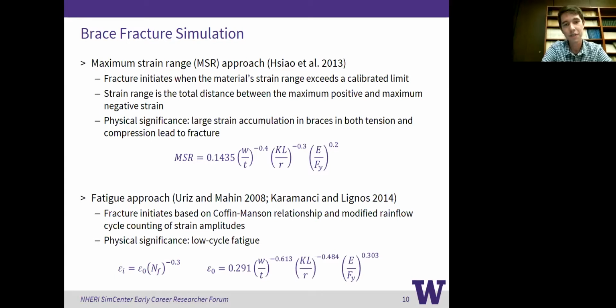So it's based on the width to thickness ratio, the global slenderness ratio, and the ratio of the elastic modulus to the yield stress. And the other approach is really a fatigue approach that was developed at Berkeley, and it uses a Coffin-Manson relationship and a modified rainflow cycle counting of the strain amplitudes in order to trigger fracture in that case. Okay, and again, you can go back, and Karamanci and Lignos calibrated some of those parameters for different types of braces in their paper.